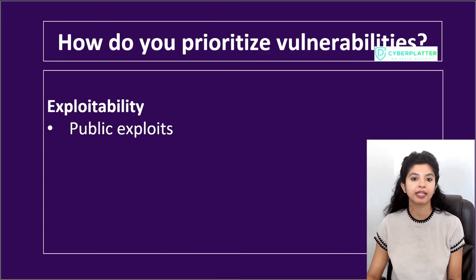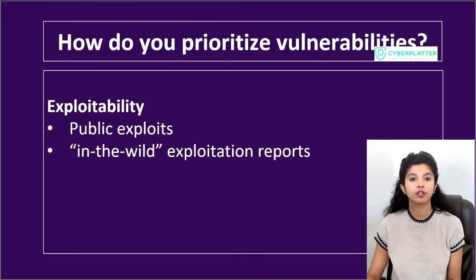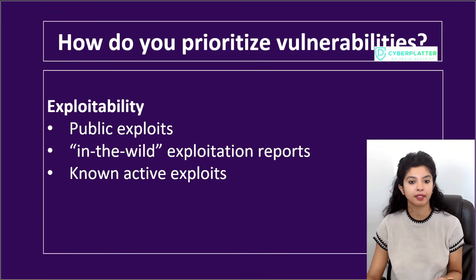Next one is exploitability. You need to check if public exploits are available. Example, Metasploit modules, GitHub POCs. You also look for in-the-wild exploitation reports from CISA, vendors or threat intel feeds. So an in-the-wild report means there is real evidence that attackers are actively exploiting a vulnerability outside of a lab or research environment. That is, you're trying to say that this vulnerability is not just a theoretical bug or a proof of concept, that it is being used in actual cyber attacks. Once you do this, you act faster on vulnerabilities with known active exploits.